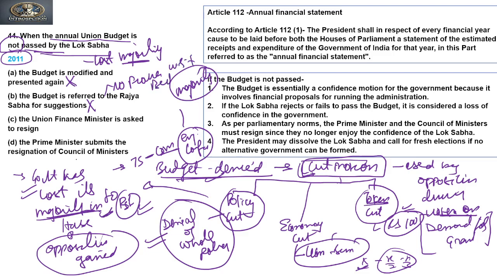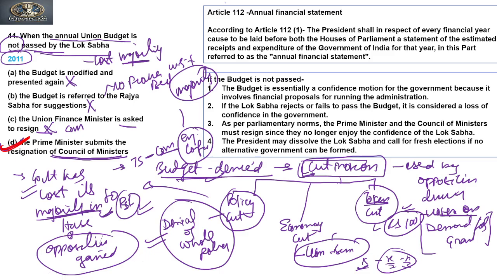Clear? Union Finance Minister is asked to resign. Not the Union Finance Minister, rather the whole Council of Ministers has to resign. So the Prime Minister submits the resignation of the Council of Ministers. Yes, it is true that he has to submit the resignation of the Council of Ministers, because his government has lost the majority and he has no majority that the budget should be passed in the Lok Sabha. Clear? So this is the answer to this question.